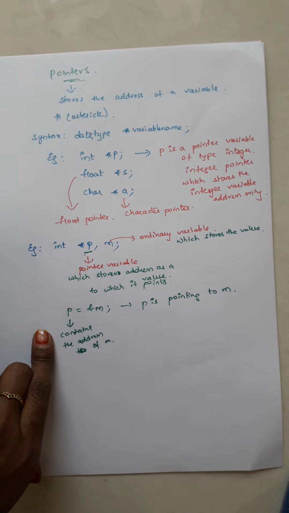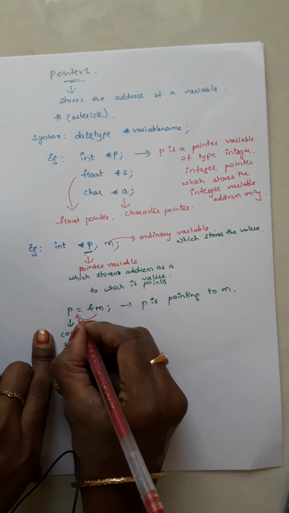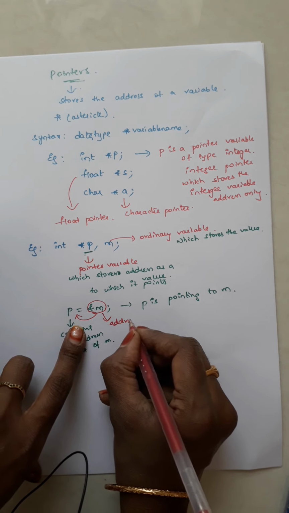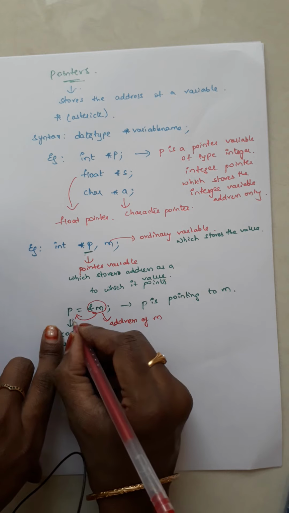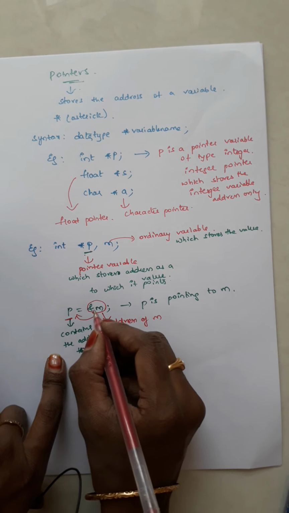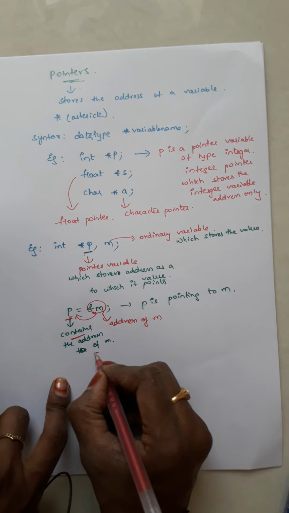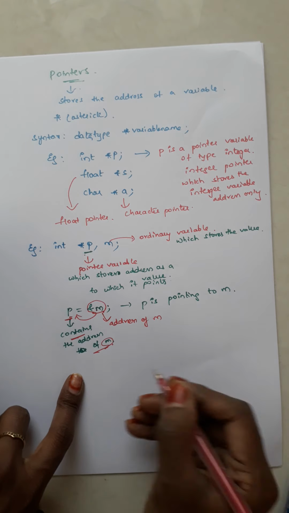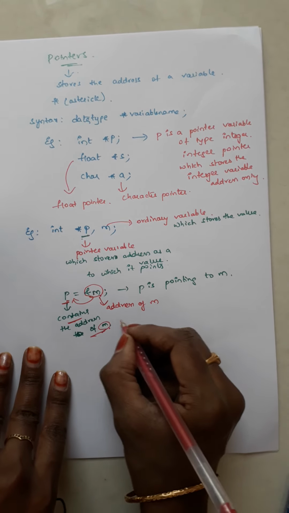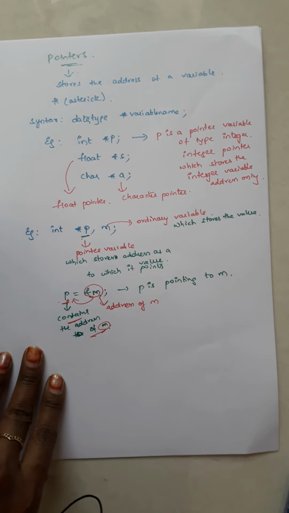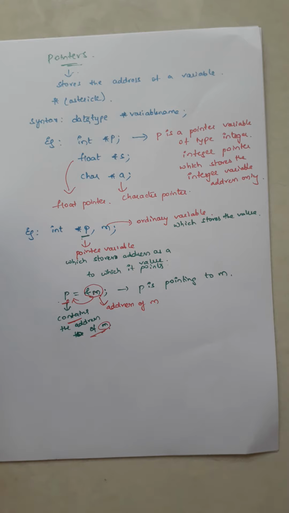The right side value is assigned to the left side. So what is ampersand m? It is the address of m, and the address of m is assigned to p. Nothing but p is pointing to m. So what does p contain? The address of m. In this manner it stores the address of a variable.